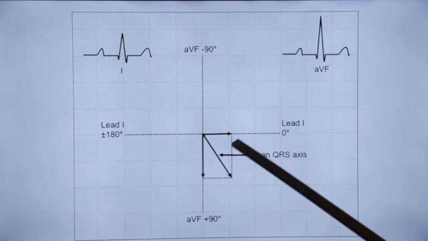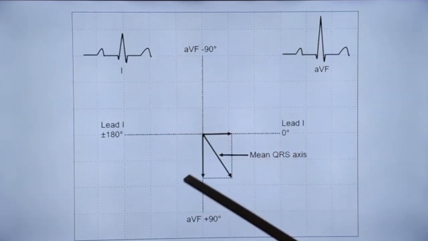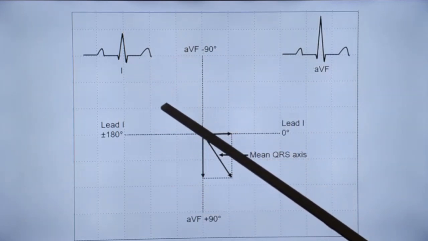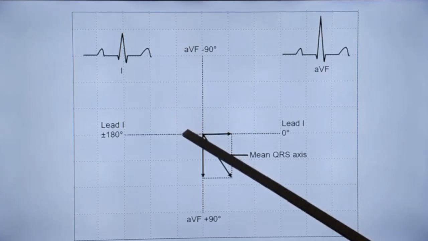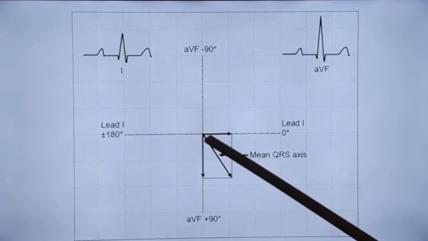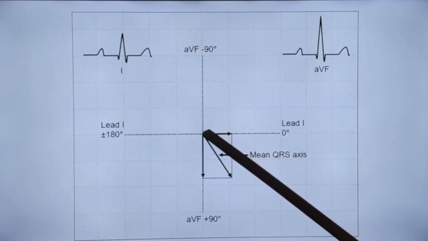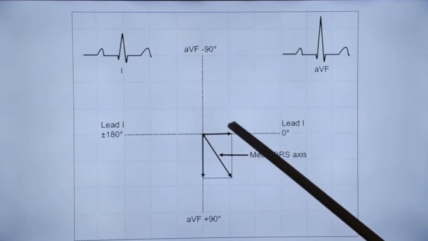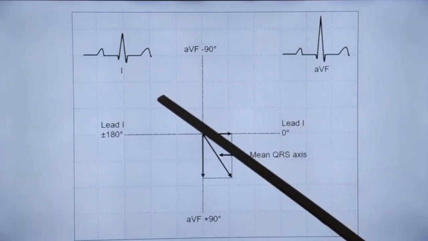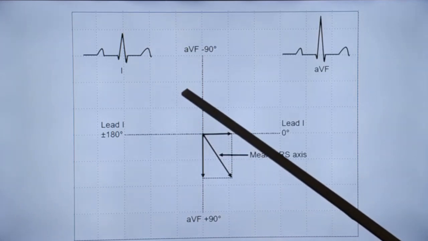Now what happens if both AVF and lead 1 are negative? Then the electrical axis comes to this quadrant. That is known as northwest axis or indeterminate electrical axis. Indeterminate electrical axis. It can be an extreme left axis deviation or an extreme right axis deviation.